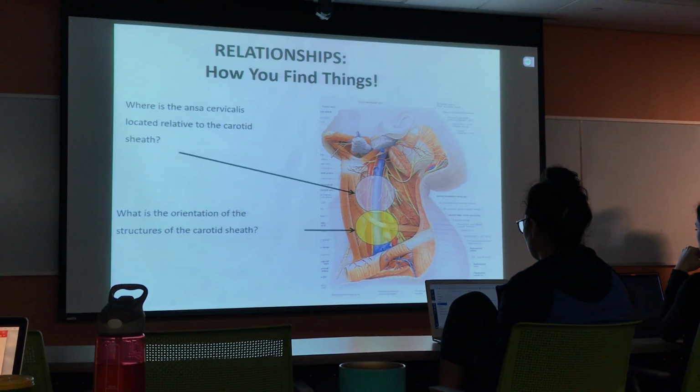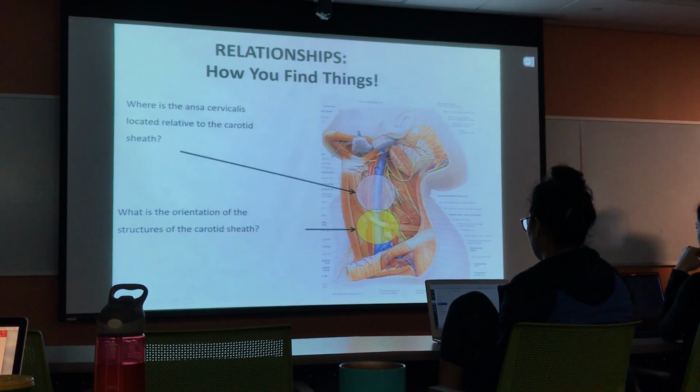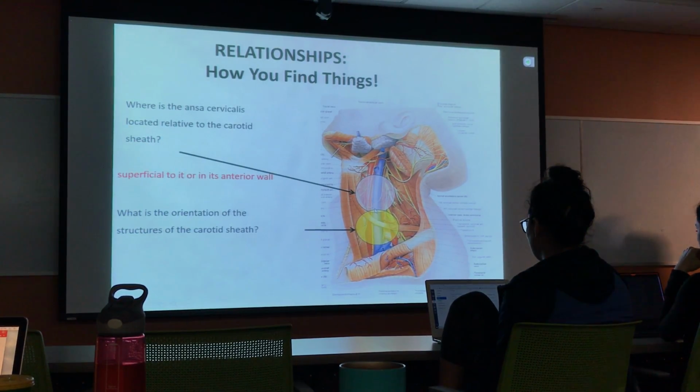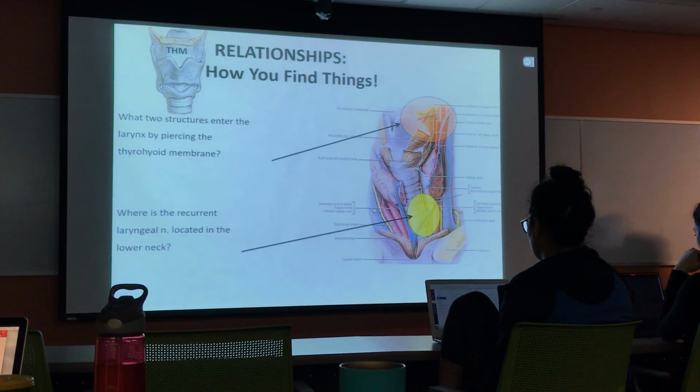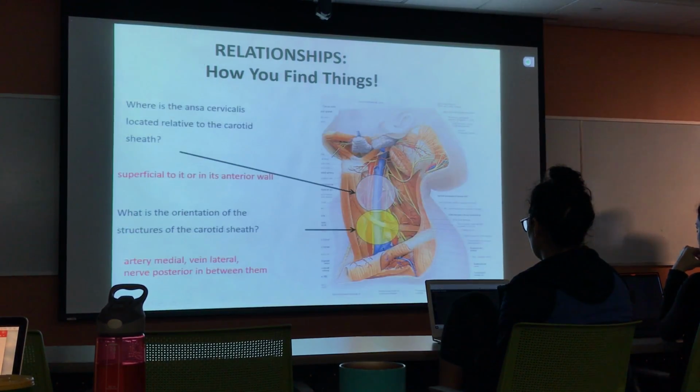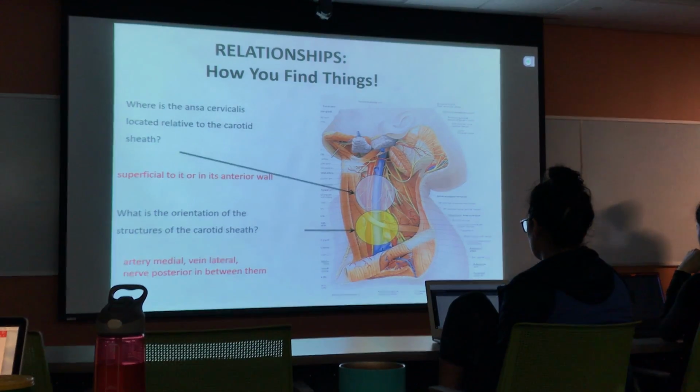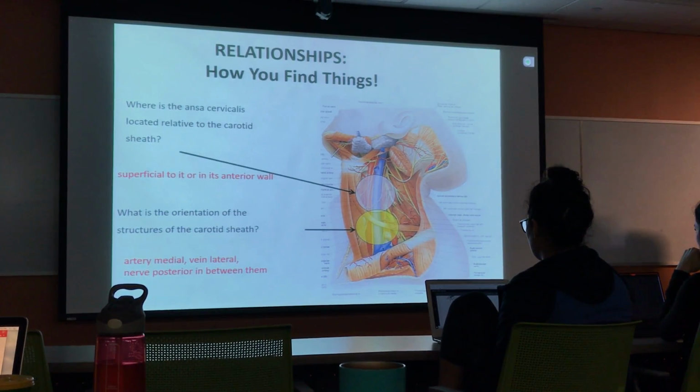Okay? And then structures in the carotid sheath, that should be easy enough. Everybody should know. Is it my next slide? Coming up. Carotid sheath, lateral is the internal jugular vein, medial is the common carotid artery, posterior is the vagus nerve.